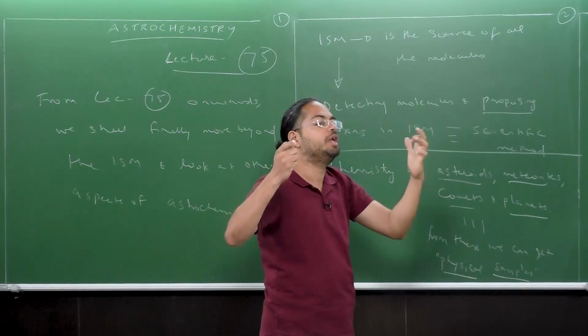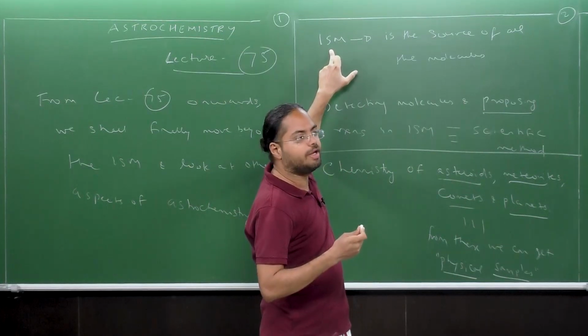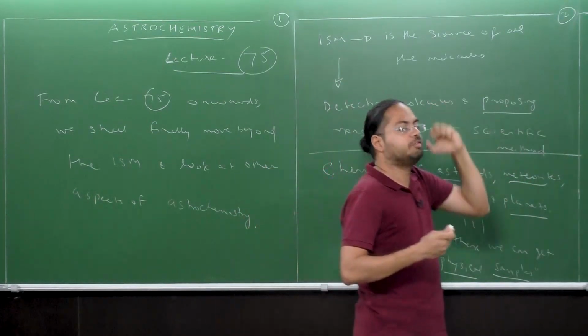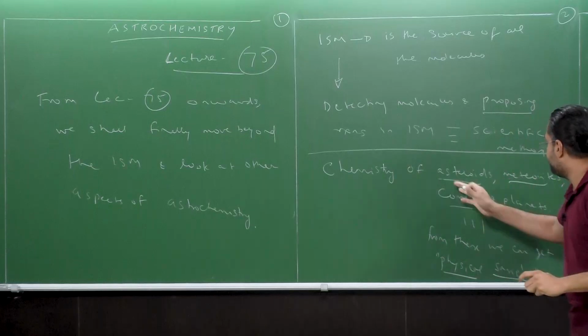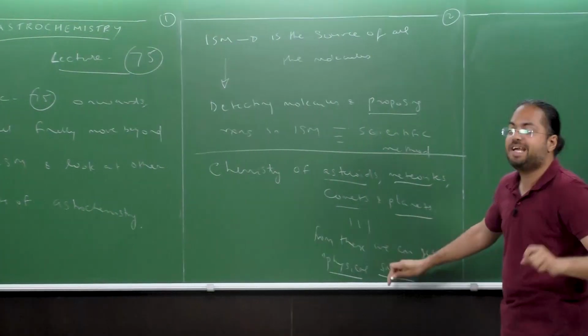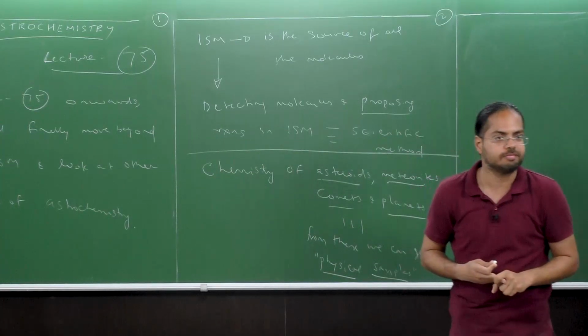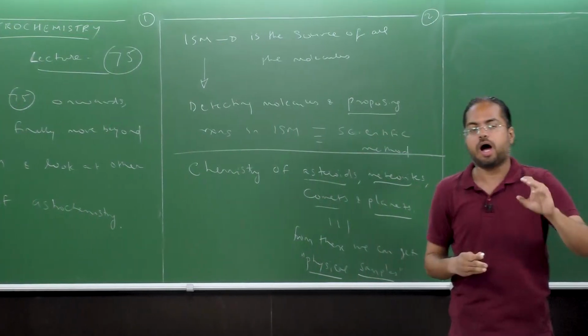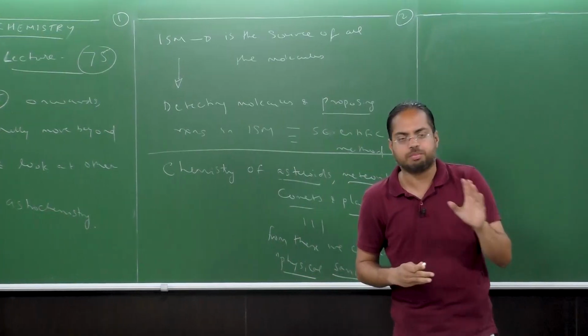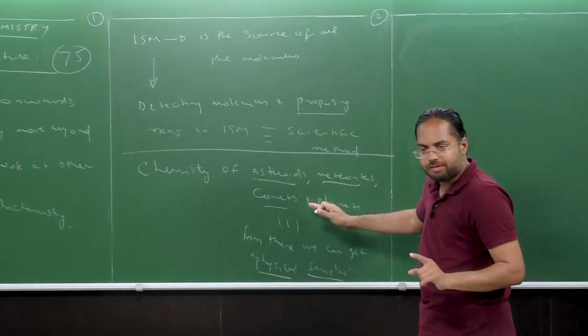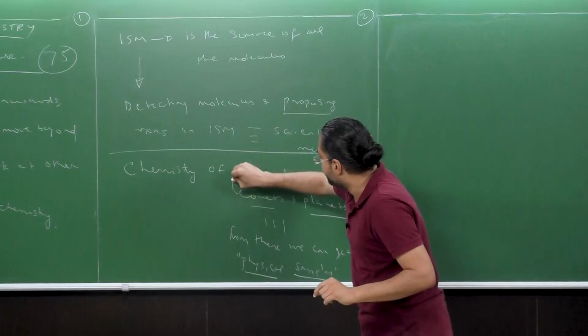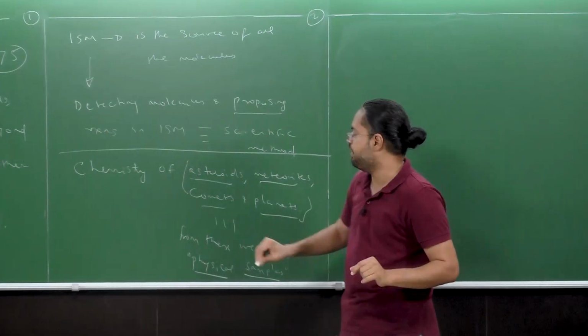We only study the molecules present in the ISM via the interaction of light with matter. From the asteroids, meteorites, comets and planets, we can directly get the physical sample. Please note this as a very important distinction. Are we good? Okay. I insist again, I repeat carefully that, of course, you're correct that all of them have interstellar origins. Okay.